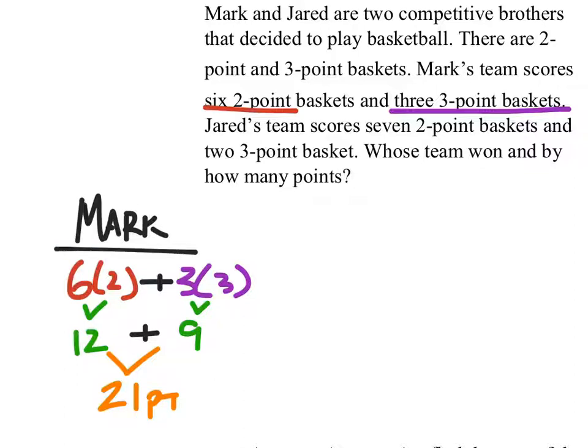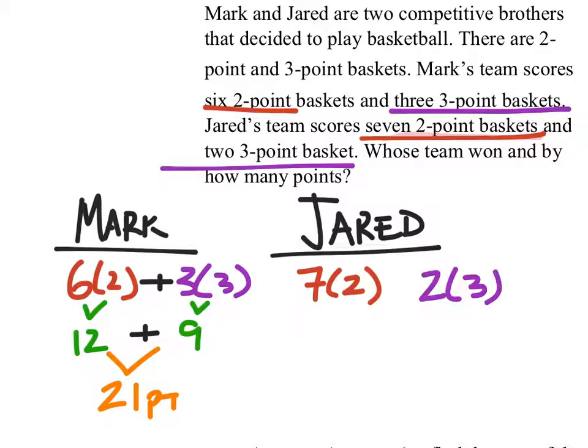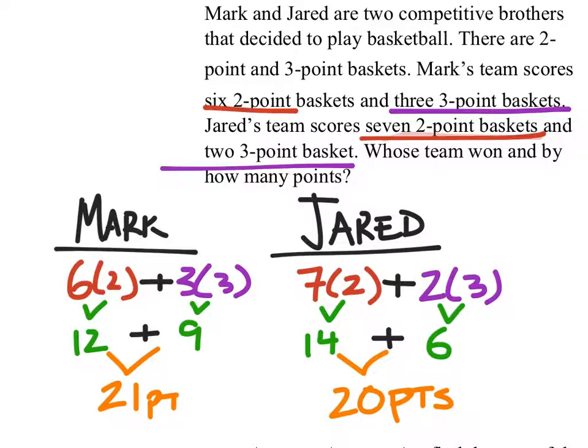So that's Mark's team. Now we got Jared's team. And we'll use the same colors for the same basket. So 7 2-point baskets. That's 7 groups of 2. And then for 3-point baskets, 2 of those. So it looks like this one will be a pretty close game. In any case, 7 groups of the 2-point baskets means there was 14 points from 2-point baskets. And from the 3-point baskets, 2 groups of 3, 6 points there. So we'll add those together. 14 plus 6 shows that Jared's team scored 20 points.